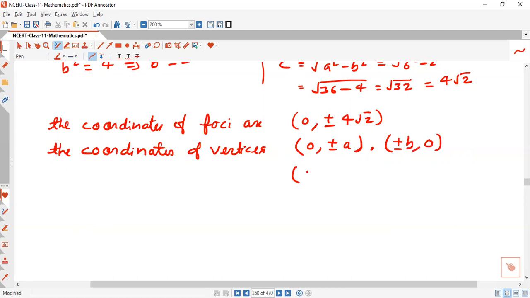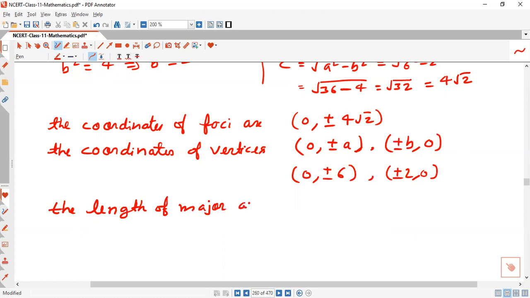Put the value, you know, a equal to what here? 6. And b equal to what here? 2. So plus minus 2 comma 0. These are the vertices. The length of the major axis equal to 2a, and 2a equal to, this is 6, 12.